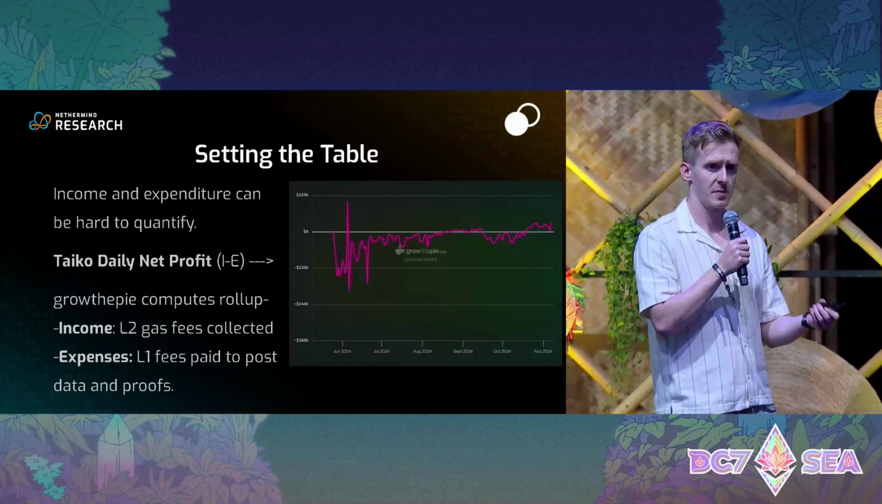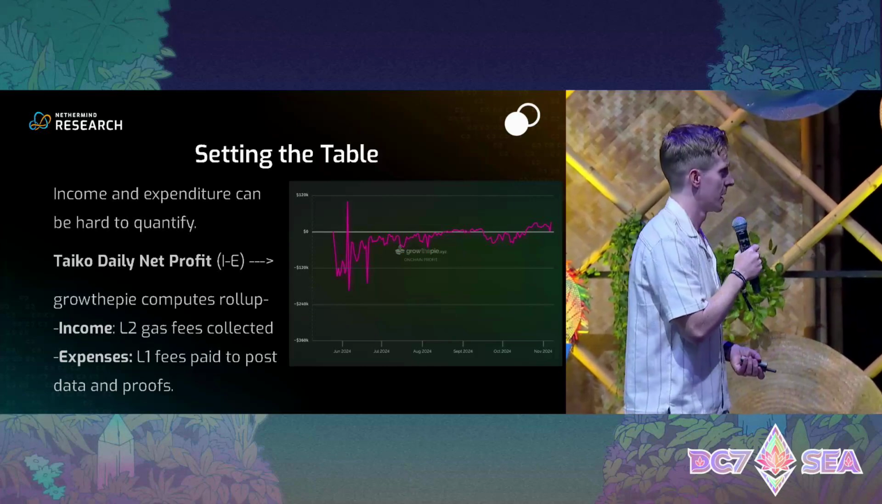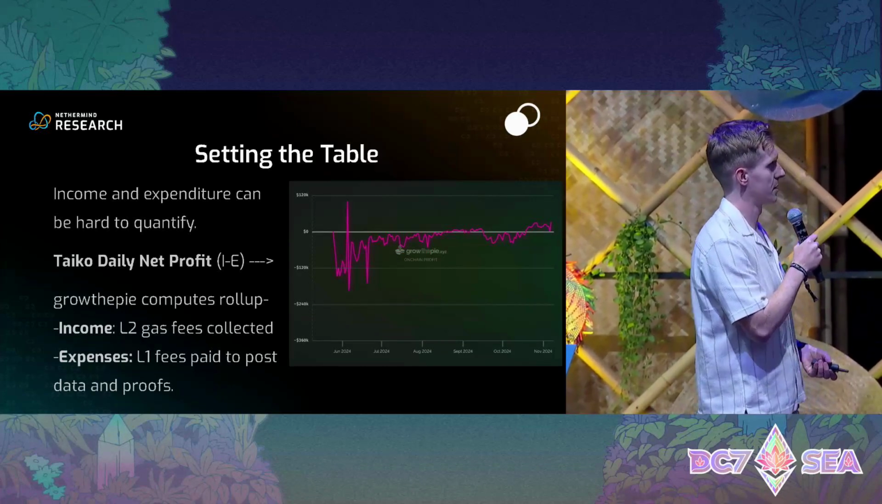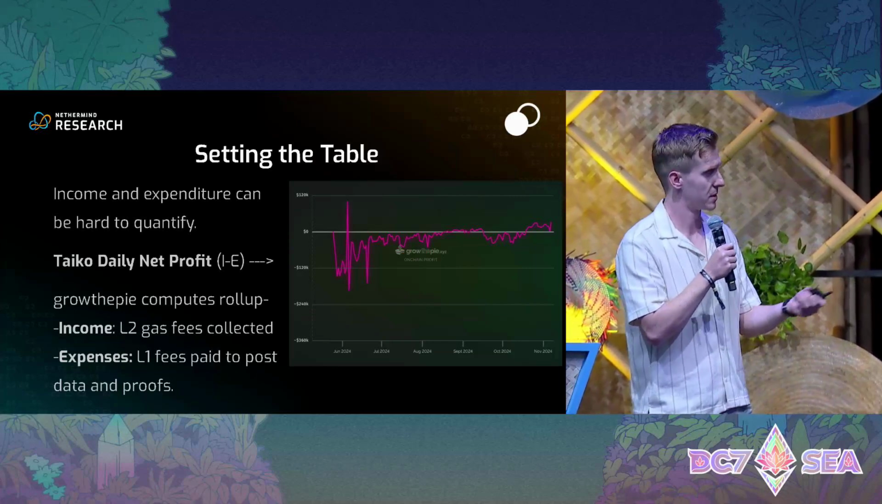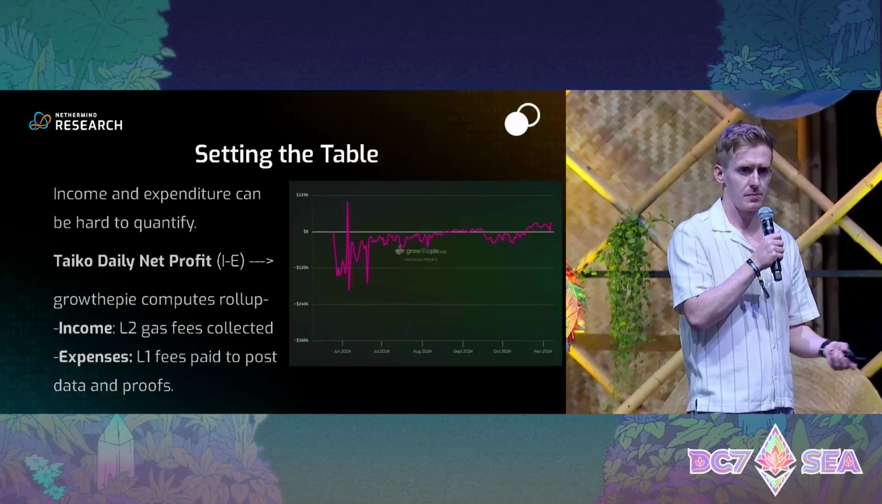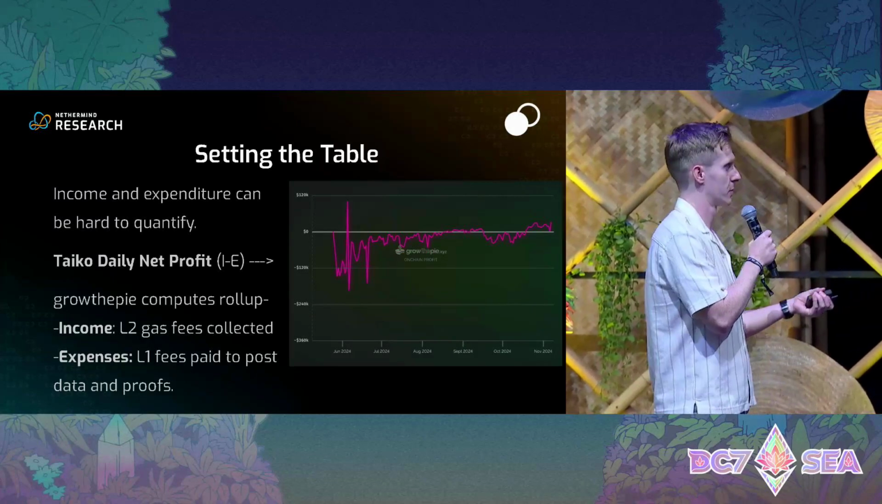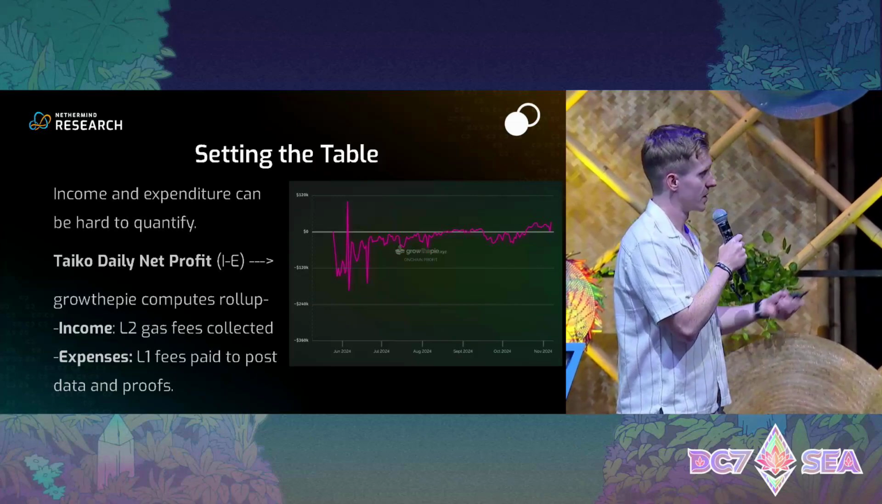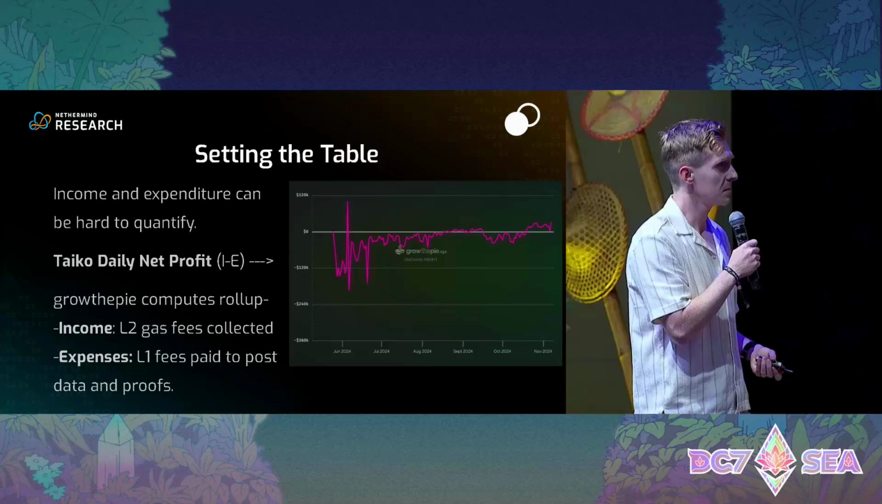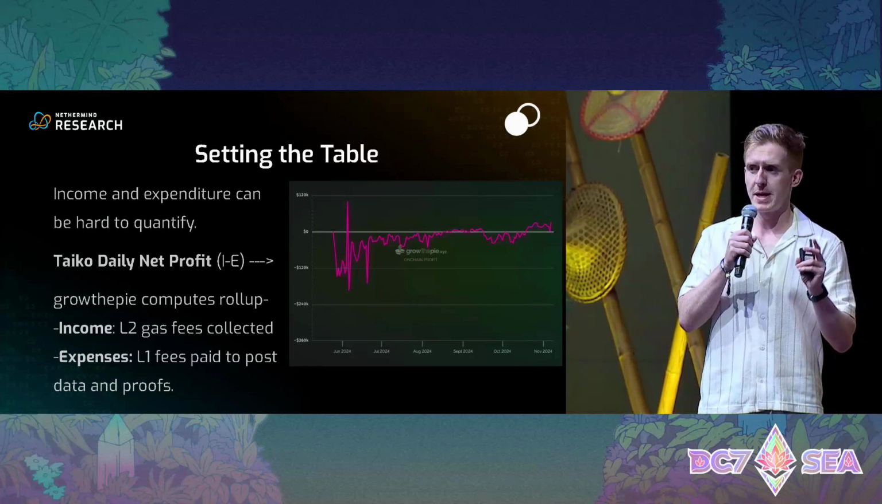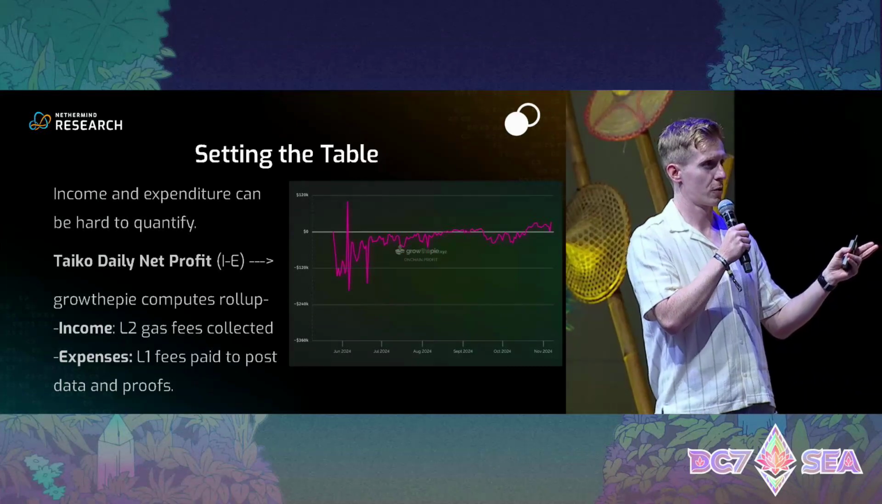Now again, there's this concept of pre-confirmations, but they aren't live yet. But at the time, Taiko was forcing L2 blocks onto the L1 while they were only half full or less. So they weren't actually generating enough fees to compensate for the costs of posting to L1. But again, this was the P&L that grow the pie was generating, right?